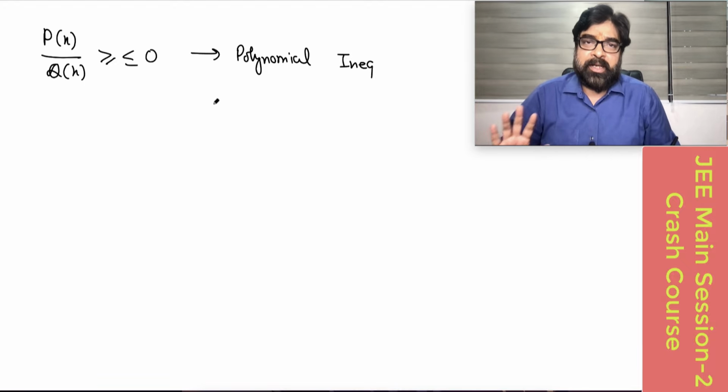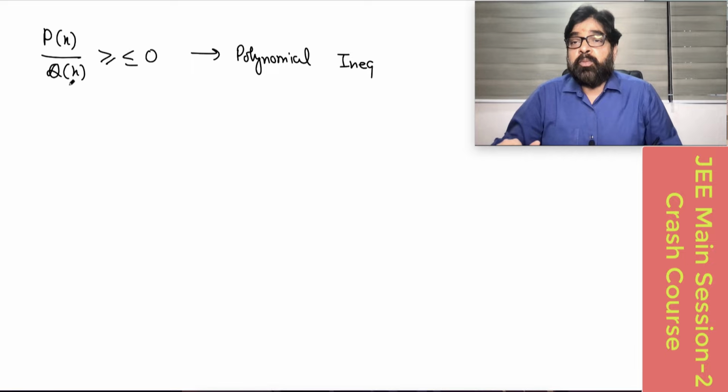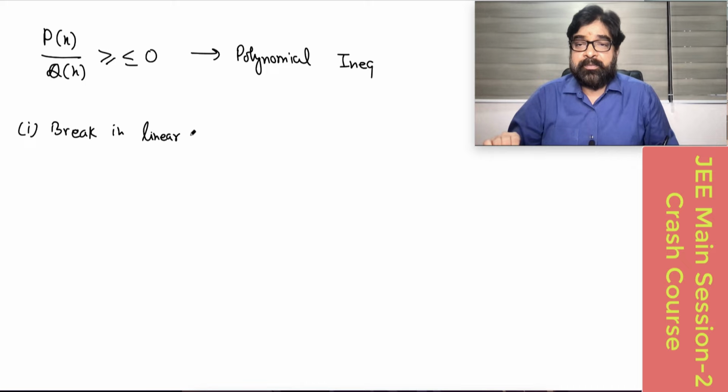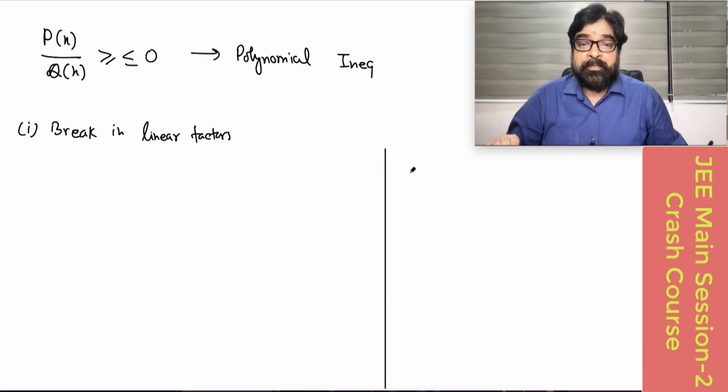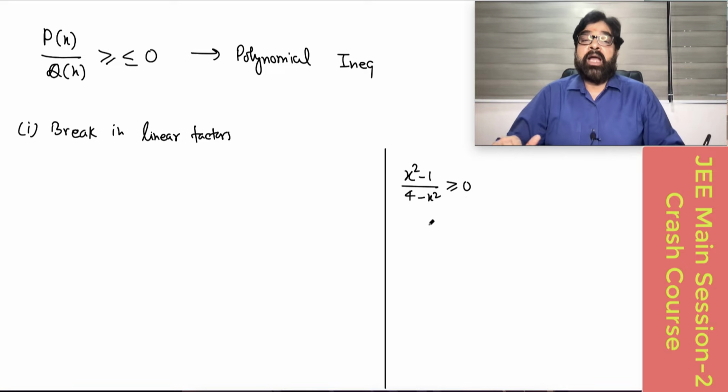This is a major inequality, meaning the rest everything will go by that. In some books it's also called the wave curve method, right? So that is polynomial inequality. What steps do we have to do? Very simple steps. First step, break into linear factors. I'll do one question side by side so that you can understand better. Let's say I'm saying (x^2 - 1)/(4 - x^2) >= 0. I need to solve this question.